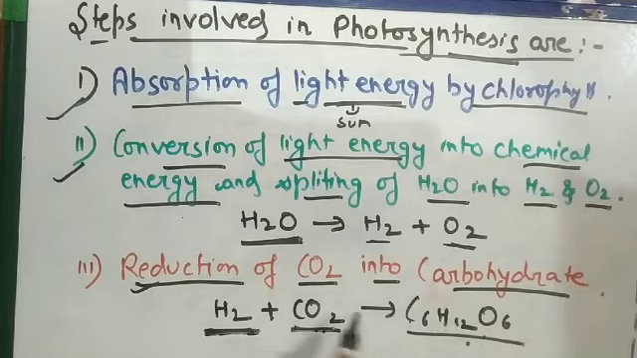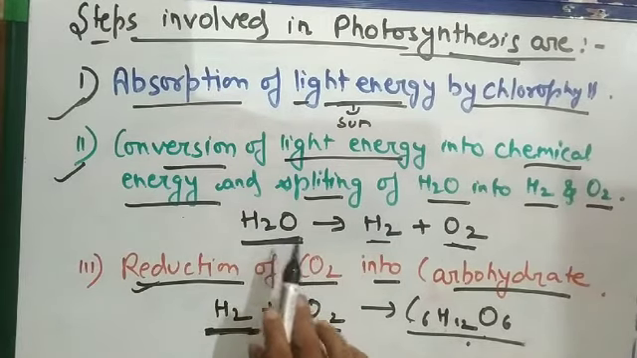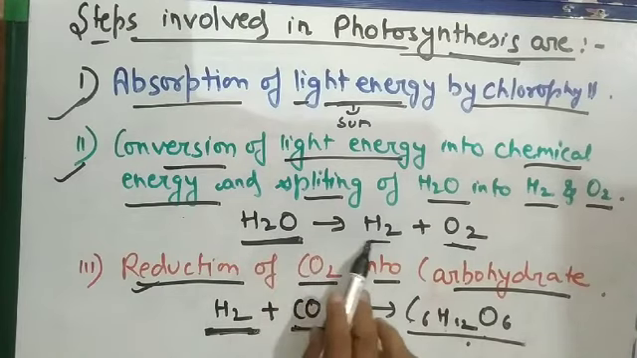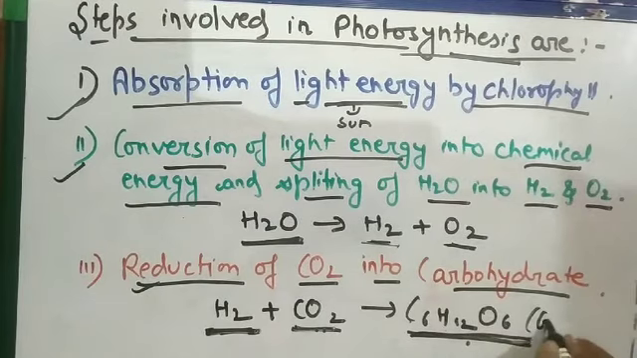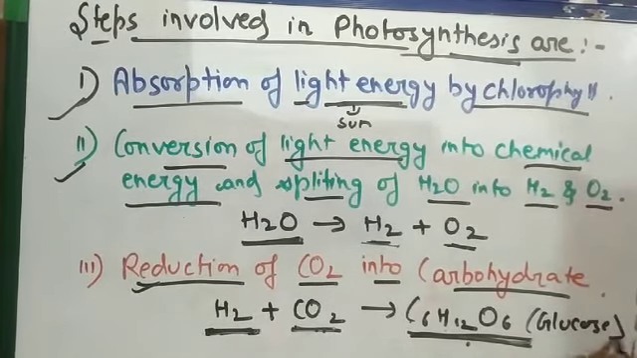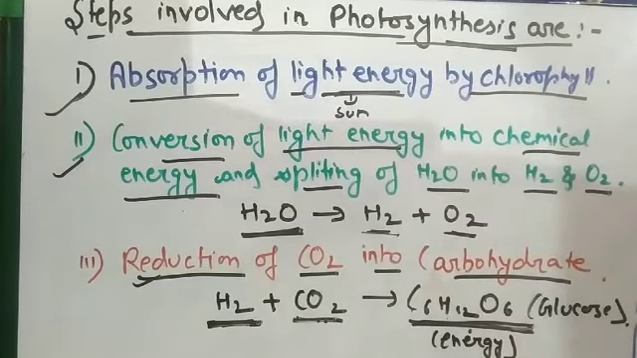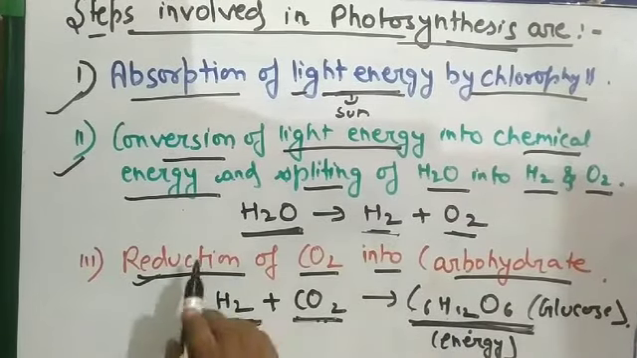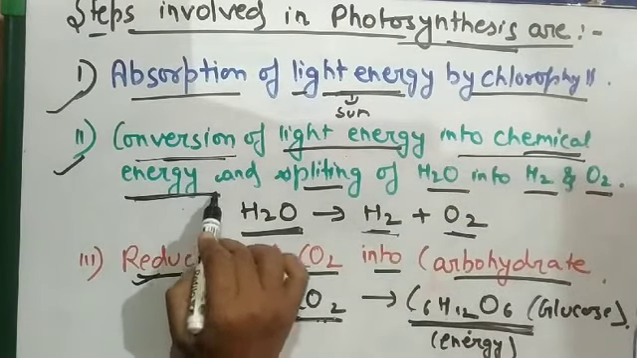Here we can see that this light energy helped in the splitting of this water molecule, and this hydrogen then joined with this carbon dioxide, and the reduction of carbon dioxide occurred into the carbohydrate, or we can say into the glucose. This glucose molecule gives the energy to the plant for its functions. So this is the chemical energy actually. Hence we say that the conversion of light energy into chemical energy occurs, and splitting of the water molecule.